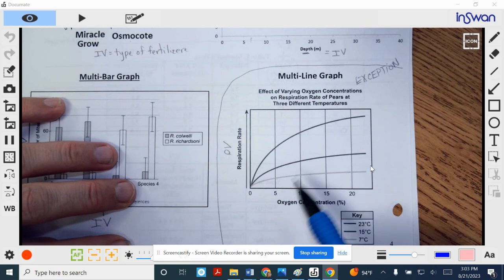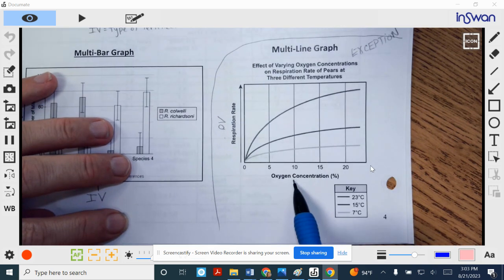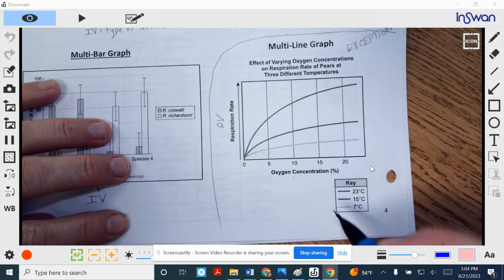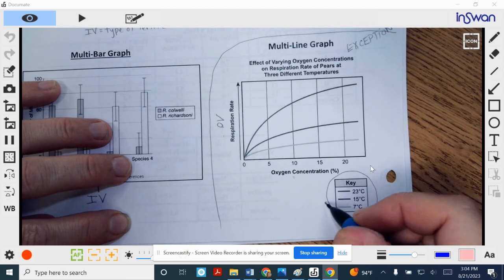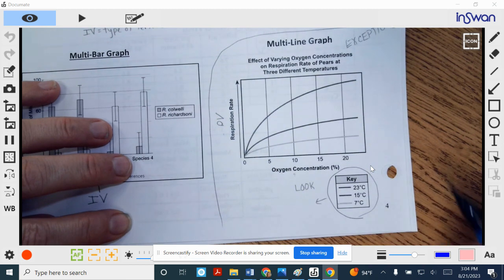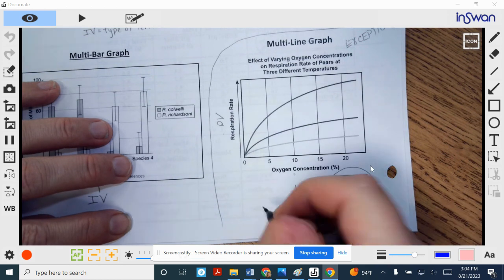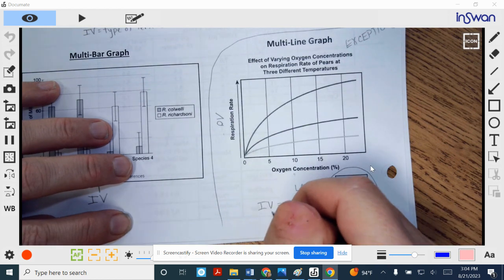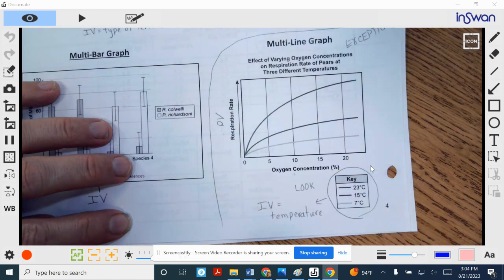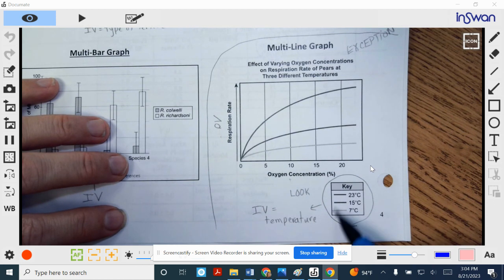If you have a multi-line graph, your DV's here, but oxygen concentration is not my IV. You have to look at the key for the IV, okay? So we're going to look here. And notice what we're changing is we're doing 3 different temperatures. So the IV equals temperature. Lines of 3, look at the key.